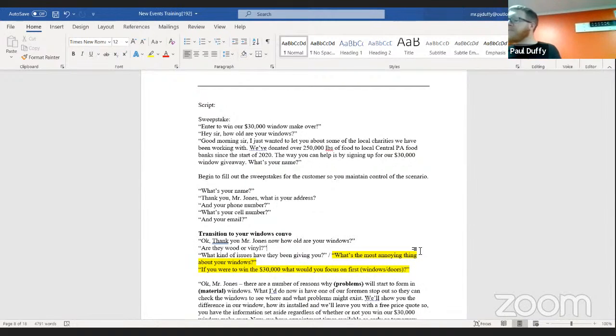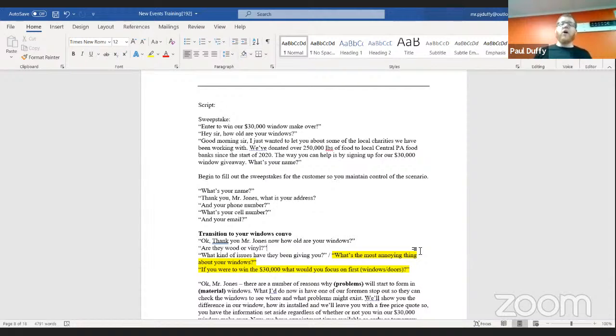With events, because you're talking about a giveaway, it is a little bit easier to get the customer to admit to certain problems. So if I say to the person, if you were to win the $30,000, what would you focus on first, your windows or your doors? Ask that question there. Then when that person answers, it doesn't really matter what they answer. The next thing I'd say is, well, what's the most annoying thing about your windows or your doors? Whatever one they said.